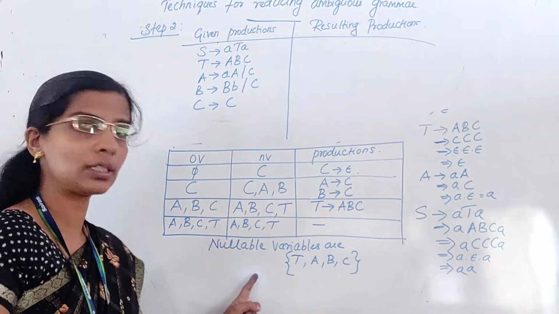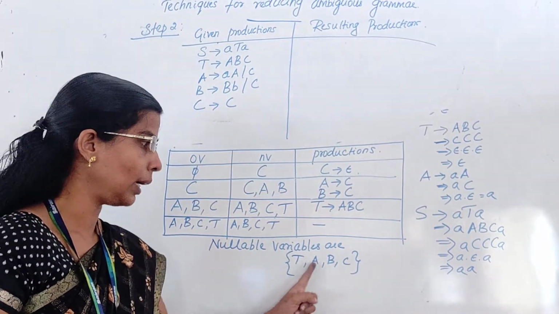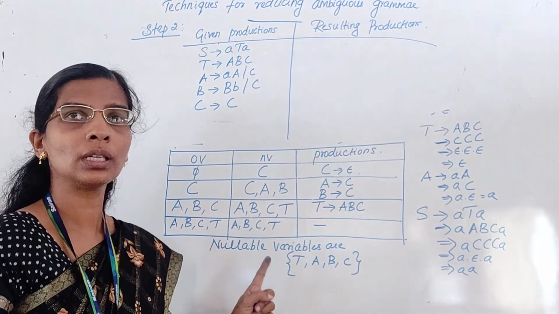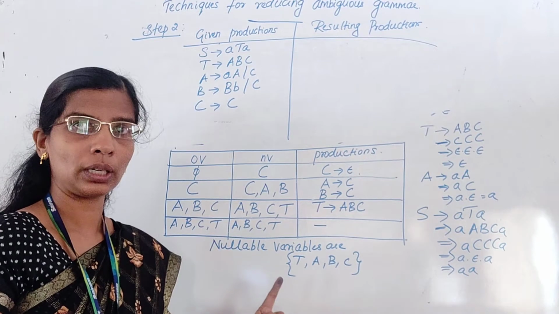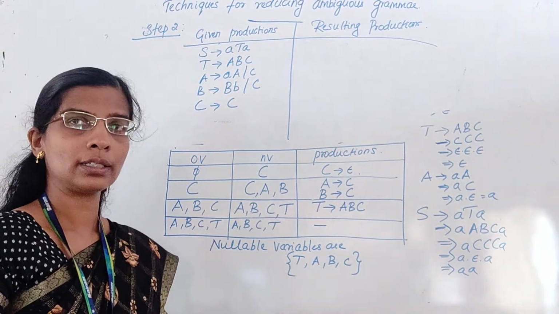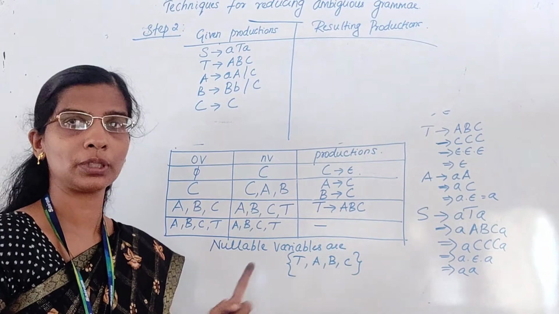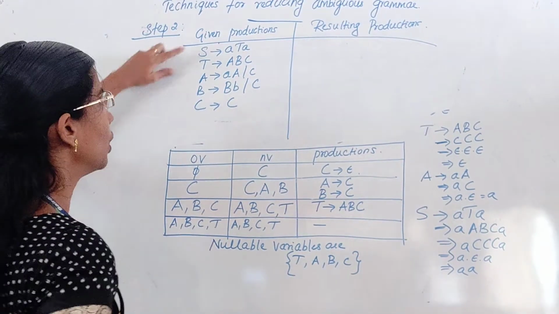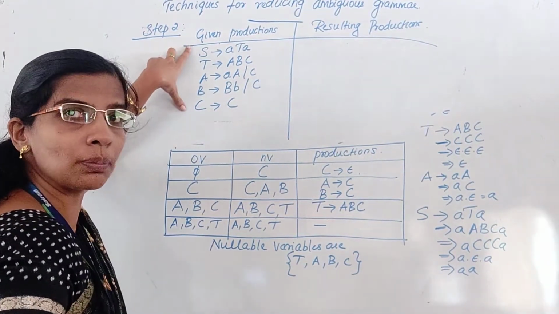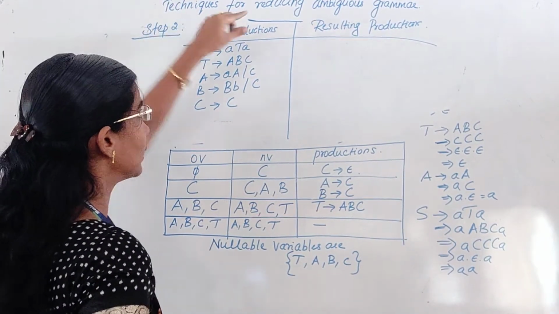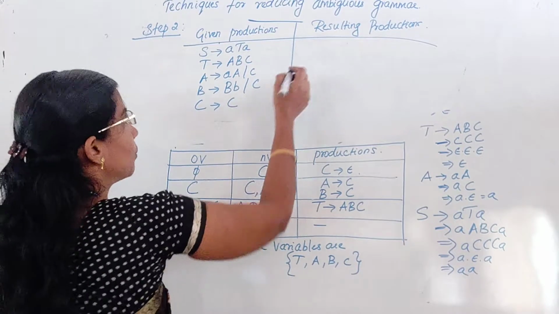Now in step 1, I got T, A, B, C are nullable variables. So what is the meaning of this? For T, I can substitute null, epsilon. A, I can substitute epsilon. Similarly, for B and C, I can substitute epsilon. So given production, it is my complete question. So write the grammar as it is in resulting production.